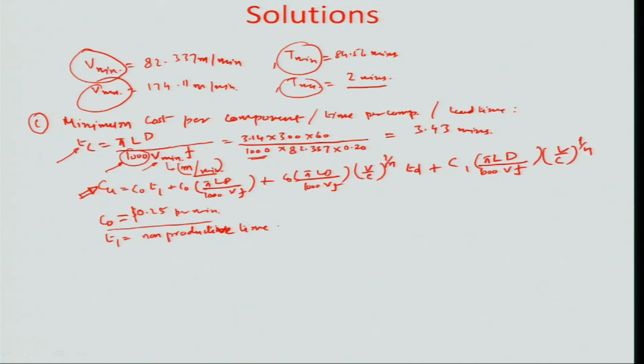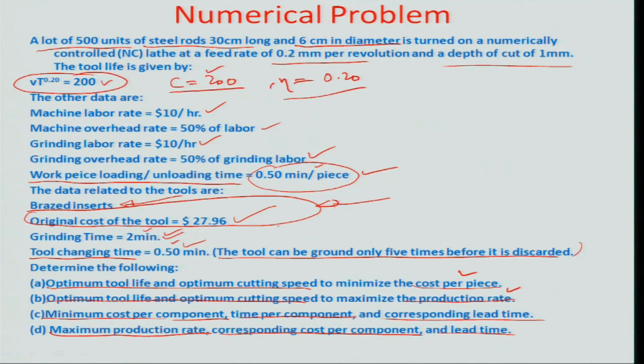And if we really go back to the question, we have the total non-productive time as mostly the tool changing time, sorry, the workpiece loading unloading time, I am sorry, and that comes out to be roughly 0.50 minutes per piece. So that is the time during which it is not really contributing to the actual machining, but it is an essential evil, it has to be there.